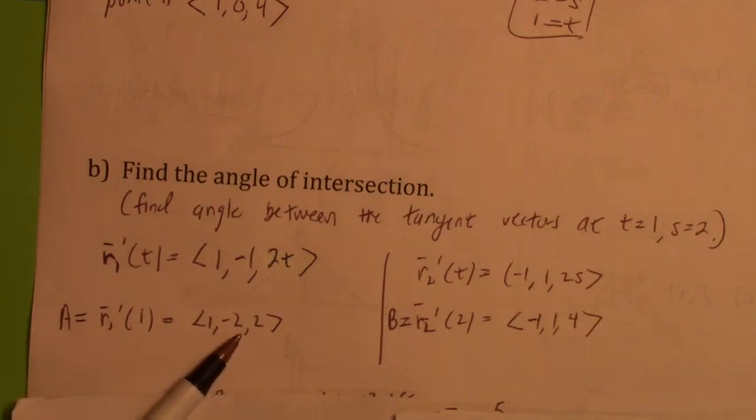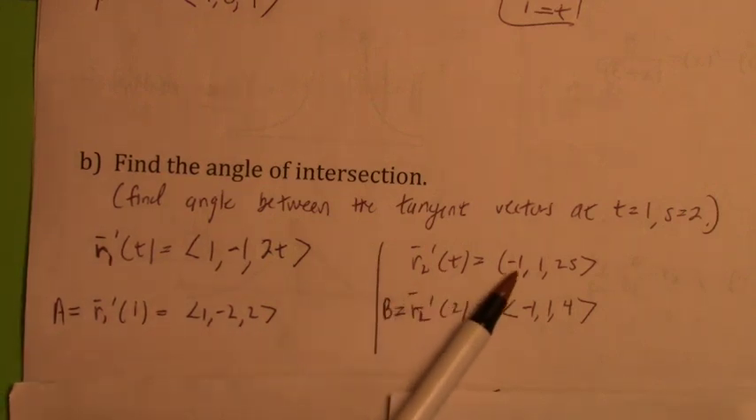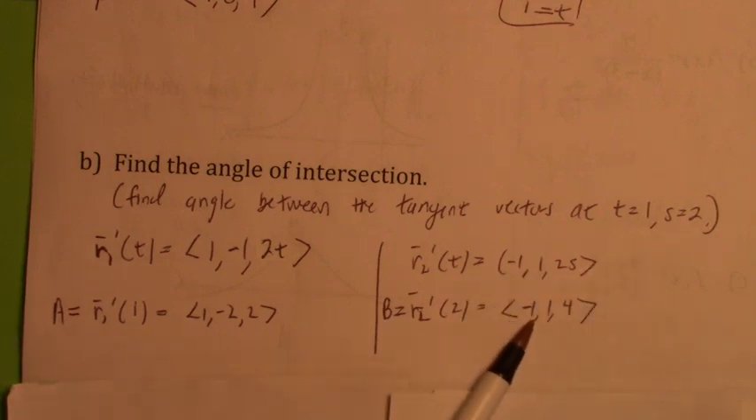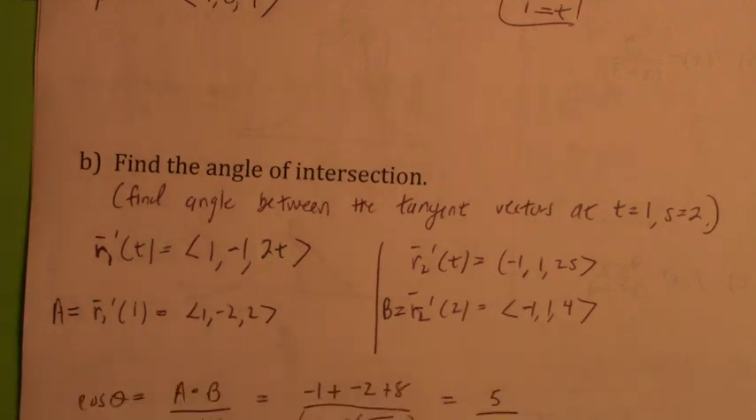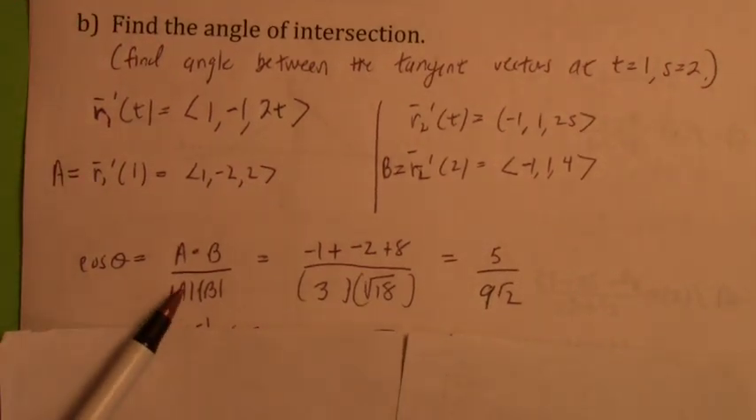Remember, this is the direction vector for the tangent line of this curve. When you take the derivative and plug in s equals 2 into this one, you get negative 1, 1, 4. So this is the direction vector for the tangent line to this vector function. How do you find the angle between two vectors? You use the dot product idea.